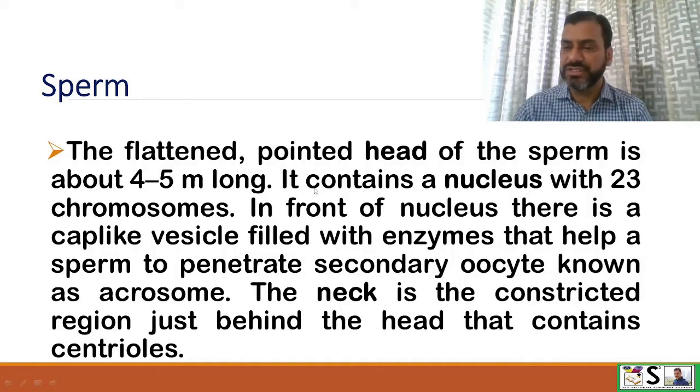In front of the nucleus, there is a cap-like vesicle filled with enzymes that help the sperm to penetrate the secondary oocyte, known as the acrosome. The neck is the constricted part just behind the head, and it contains the centriole.